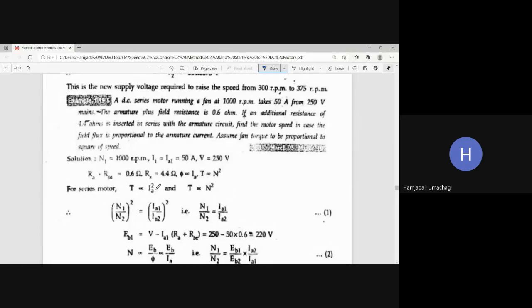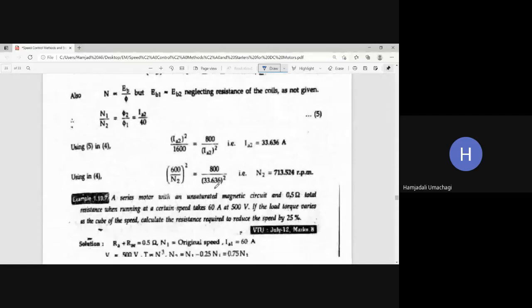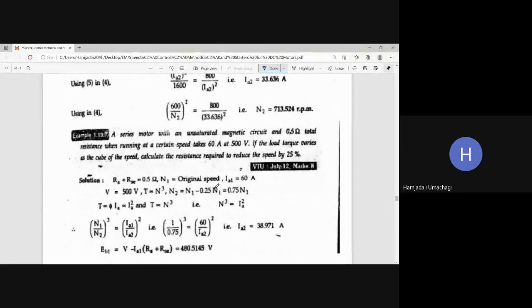Here you can see torque is directly proportional to I square, torque is directly proportional to N square. Such type of problems you can get. So anyhow, I have explained one problem now. So using that methodology only, you can solve the remaining problems. If you get any doubts, you can ask me. Fine. Yes. Yes, sir.